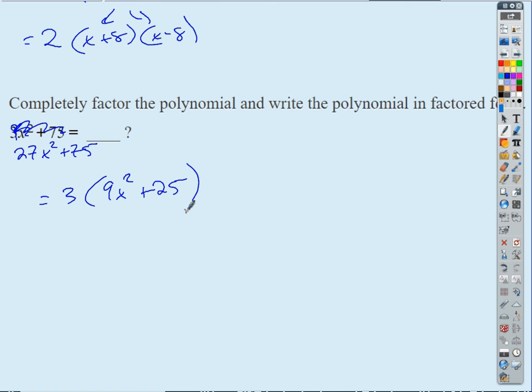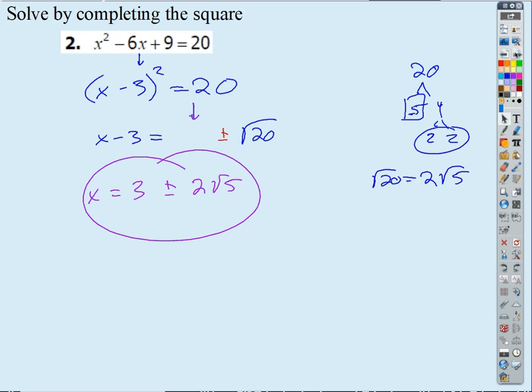Good. So what if that were a minus? Then I'd have a 3x quantity squared minus 5 squared, and I'd do difference of squares, right? Yeah. But because it's a plus, we're done. There is no sum of squares pattern. So we're done. Good. All right.